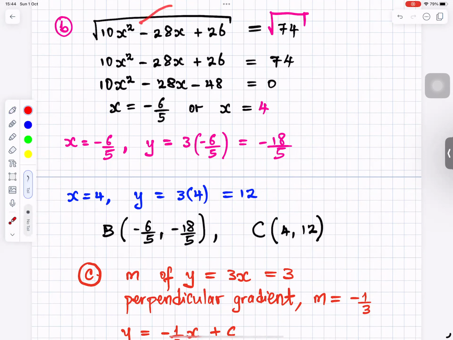You remove the square root sign on both sides, and then you take 74 to the left. 26 minus 74 gives you minus 48. And you have to use your calculator to get x equals minus 6 over 5 and 4. Substitute x is minus 6 over 5, you will get y is minus 18 over 5. Substitute x is 4, you will get 12. So B is minus 6 over 5, minus 18 over 5, and C is 4, 12.